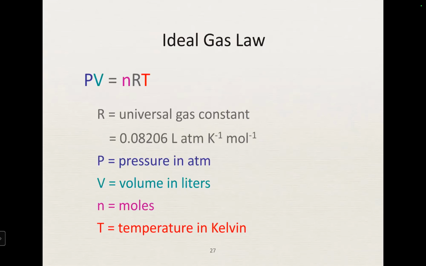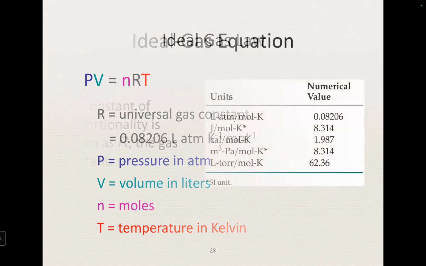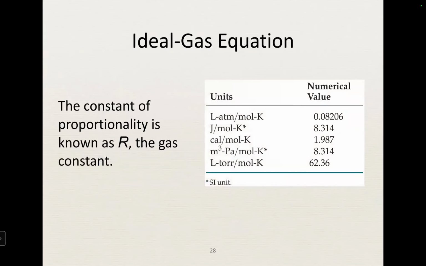And depending on the units we have for the other pieces, the value for R can actually change. In this case, since we have pressure in atmospheres and volume in liters, the value for R is going to be 0.08206 liter atmospheres over mole Kelvin. But if we've got different units, we're going to have a different value for R. So if we had cubic meters for the volume and Pascals for the pressure, we'd have 8.314, and then the unit you can see there.